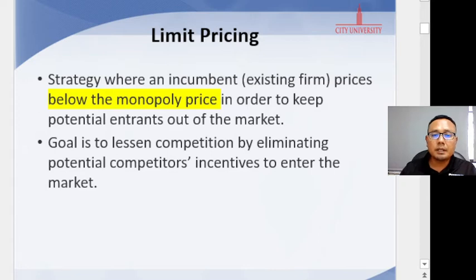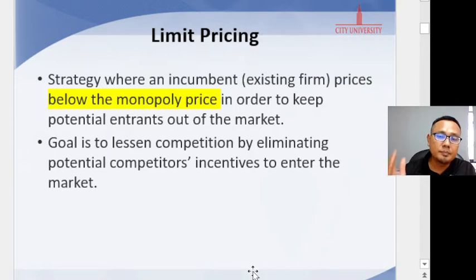One of the unfortunate consequences of successful management is that it often leads to imitation or entry into the market by other firms. Of course, entry by competitors adversely affects the profit of existing firms. Faced with the threat of entry, a manager might consider a strategy like limit pricing. Limit pricing is a strategy where the incumbent, that means the existing firm, prices below the monopoly price in order to keep potential entrants out of the market.